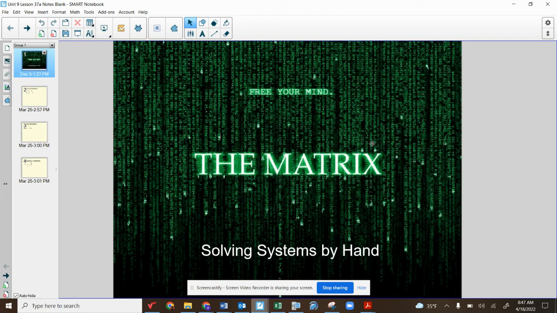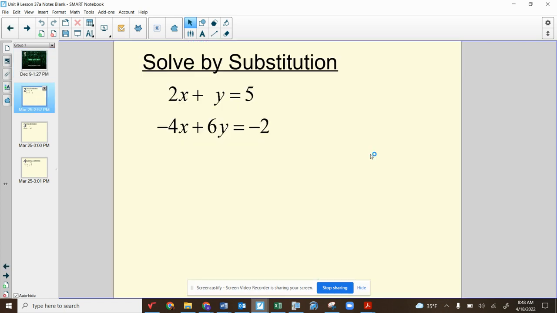All right, today lesson 37, unit 9 is solving systems of equations. I know it says by hand here. I'm going to show you how to do it both by hand and using matrices in your calculator. So whichever method you're more comfortable with, you'll be able to do. So the solving by hand should be something that's familiar. You've done this in Algebra 2.